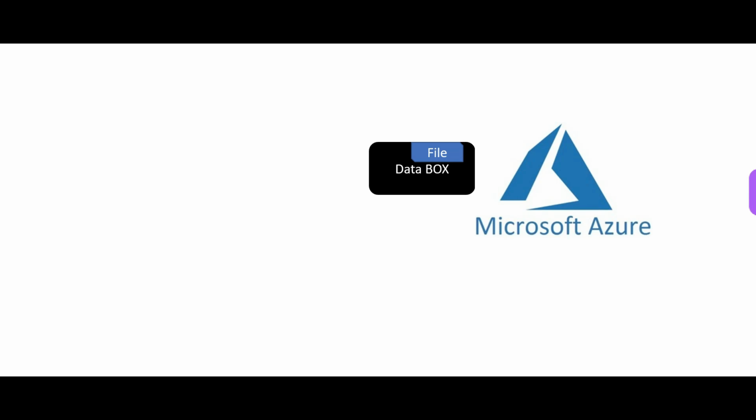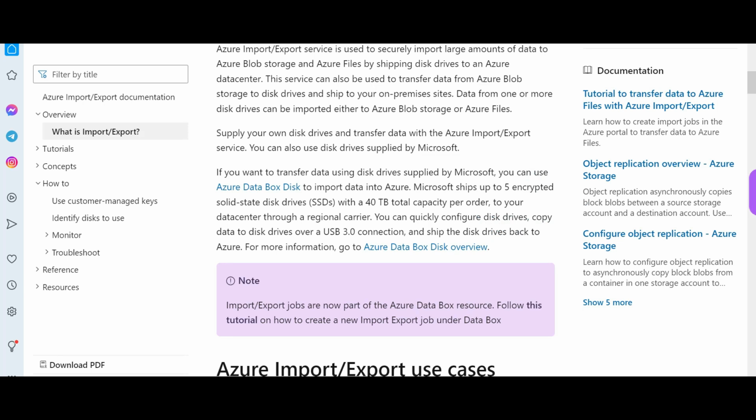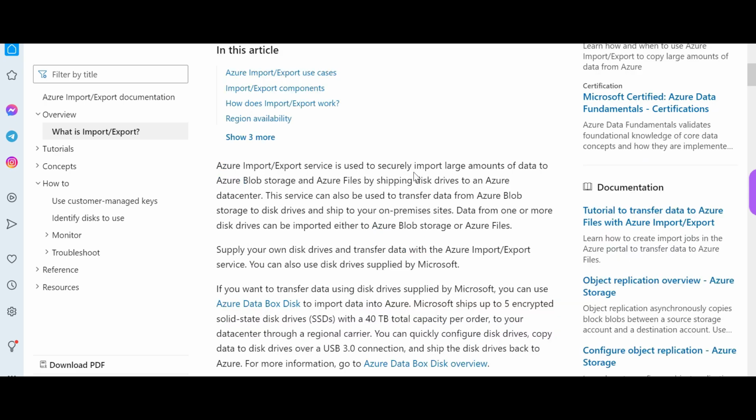This data box is sent to Azure so that Azure can copy. So internally, Azure will use import. When on premises you put the data in the data box, you use Azure export. Now, if you see this documentation, it says import export jobs are now part of Data Box. See, you can import data in blob storage and Azure files.